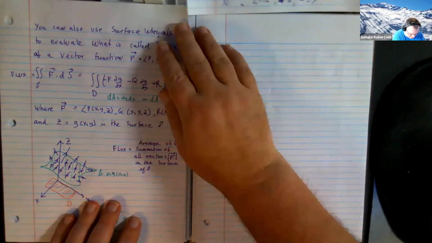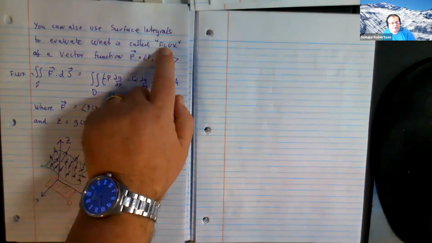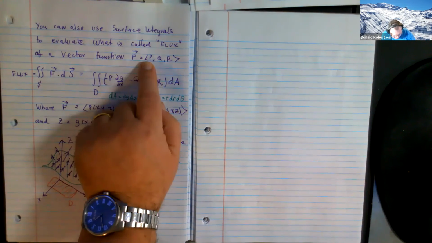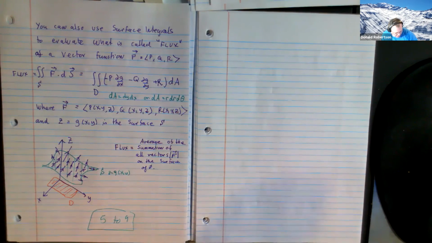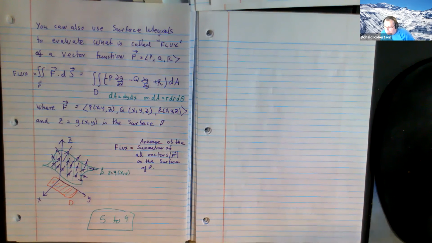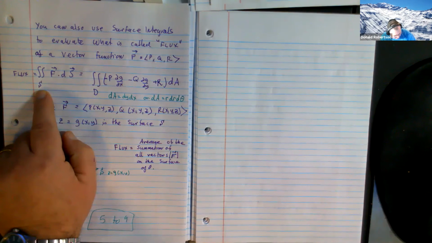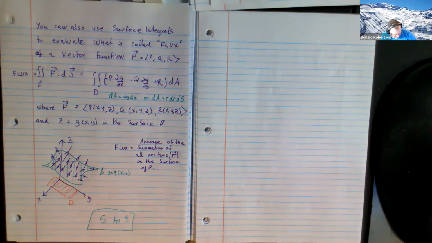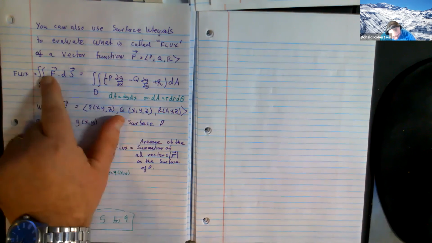You can use surface integrals to evaluate flux. So I want you to think of your vector function F as being made up of P, Q, and R. When they ask you to find the double integral of F dot dS, that is what flux is. That's how they describe it as a mathematical thing. It's a surface integral of a vector function F with respect to a surface vector S. We reduce that to the classic double integral with D.